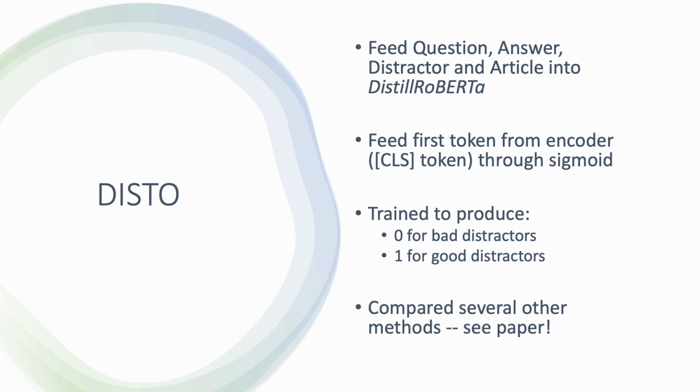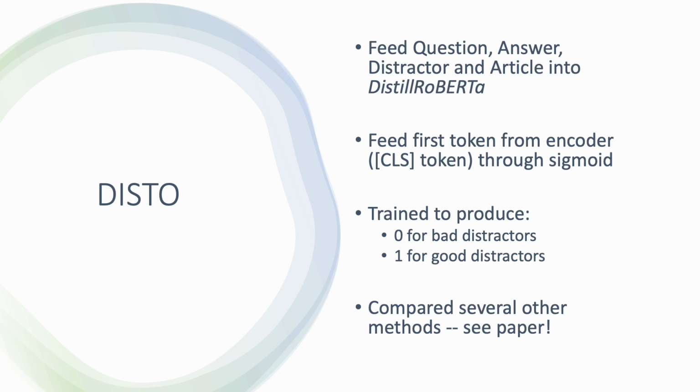Great, now we have a data set with good distractors and bad distractors. And now we can train a new model to generalize those good and bad scores to new data. In order to do that, we will feed the question, answer, distractor, and article into a DISTO-Roberta model. We'll feed the first token from the encoder, the CLS token or classification token, through a sigmoid function and train that sigmoid to produce a 0 for a bad distractor or a 1 for a good distractor.